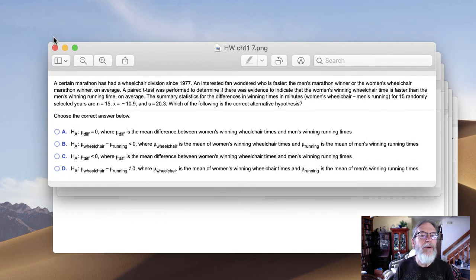Let's go on. Here's that certain marathon again, and we're interested in who is faster. Now, notice here that x bar is negative 10.9, a negative number. So that says we're looking at the difference being less than 0. That's kind of a quick thing. If that had been positive, then we would have been testing to see if it's a number greater than 0. So you look right there and there we've got our answer.